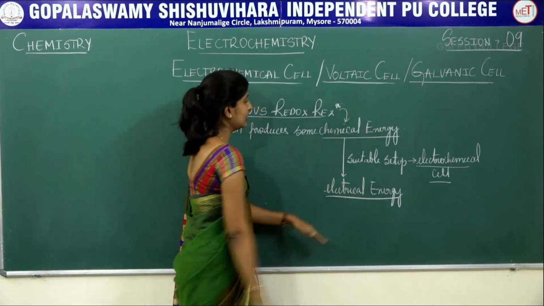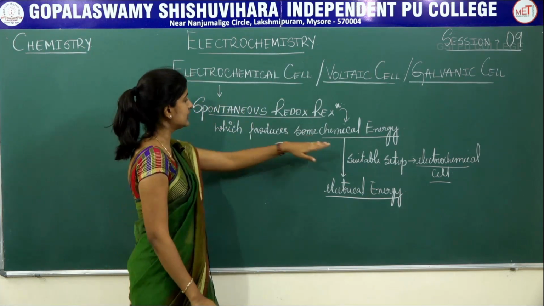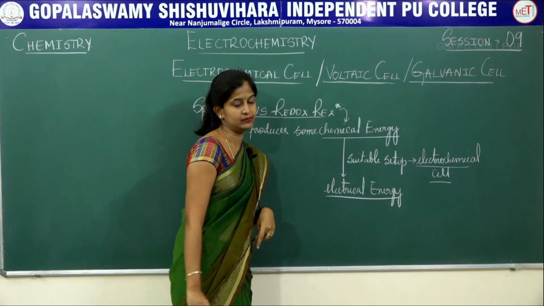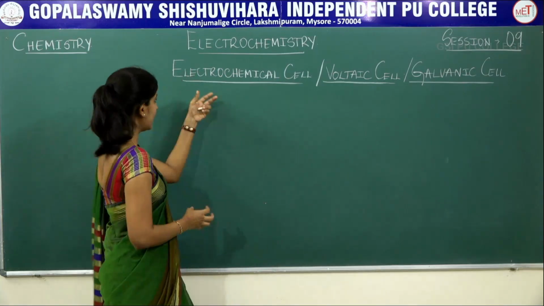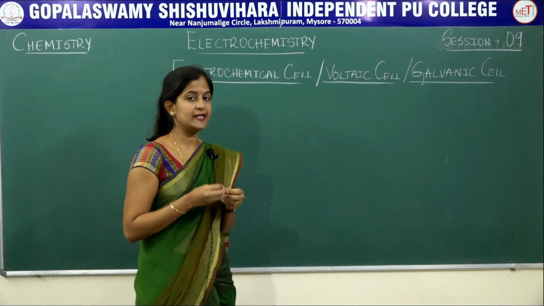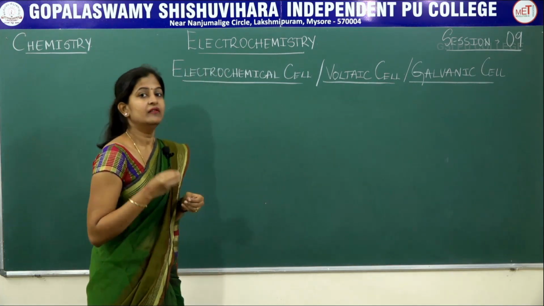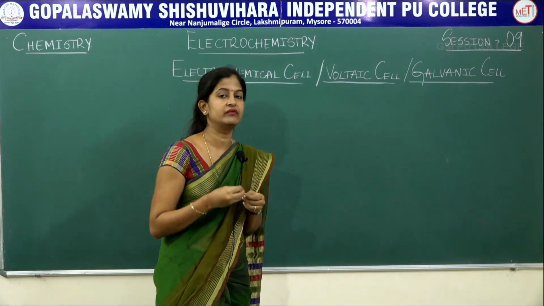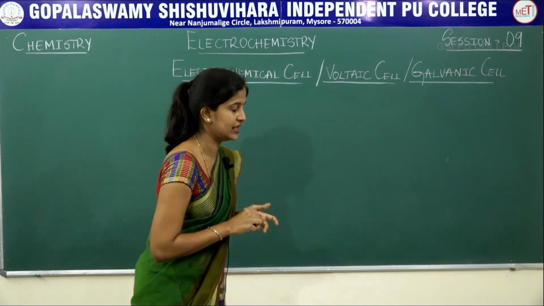How does this chemical energy come into existence? It is produced by a spontaneous redox reaction happening inside the cell. Before describing how an electrochemical cell is set up, I want to explain a small experiment wherein you will know why this electrochemical setup is required to convert chemical energy into electrical energy.